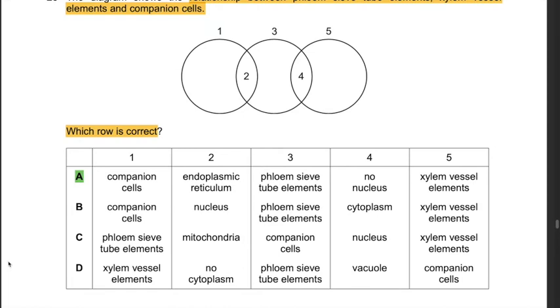If you look at answer B, companion cells, yes, they have a nucleus. Phloem sieve tube elements, no, they don't have a nucleus. Therefore, answer B is incorrect. If we go to answer C, phloem sieve tube elements, mitochondria, yes. Companion cells, mitochondria, yes. Companion cells having a nucleus, yes, that is correct. Xylem vessel elements having a nucleus, no, that is wrong. Therefore, answer C is also incorrect. If you look at D, xylem vessel elements, no cytoplasm, yes, that is correct. Phloem sieve tube elements, no cytoplasm, that is an incorrect statement as phloem sieve tube elements do have a thin layer of cytoplasm. Therefore, the answer is A.